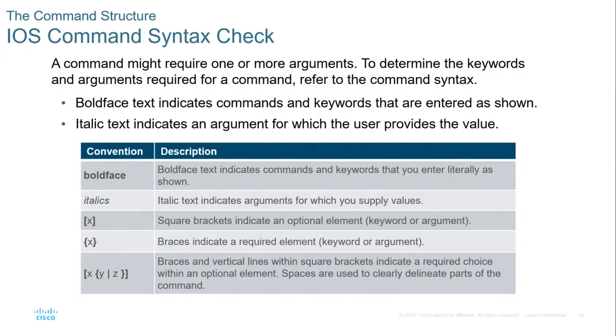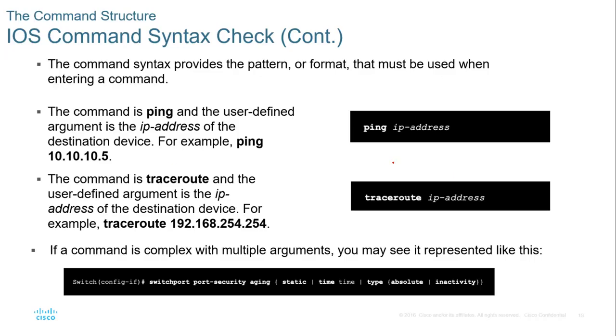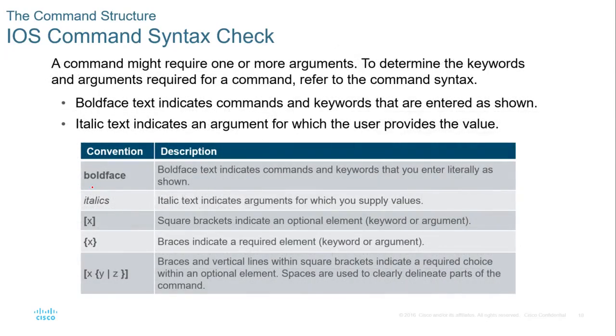The command syntax check is the key to explain or describe what we have here. The boldface text indicates the command. The boldface is the commands. The italic text indicates the argument. So the bold is the command, and the italic is the argument. Square brackets indicate optional elements, which you can have or not. Optional keywords or arguments.